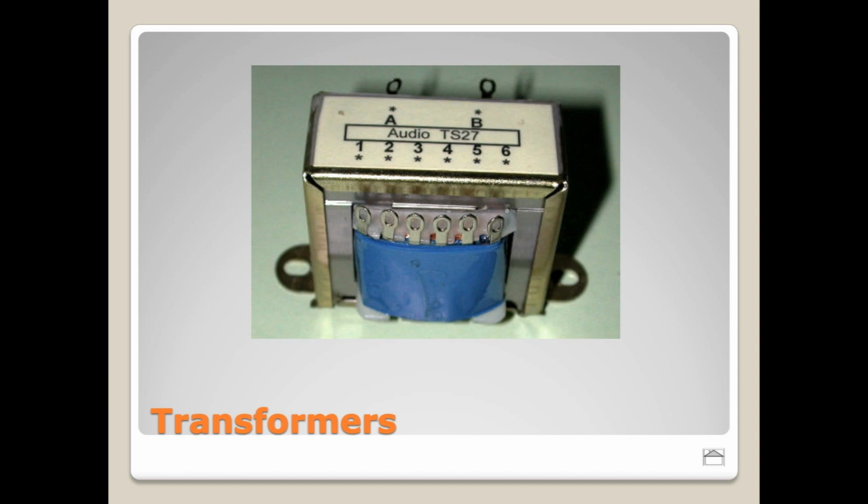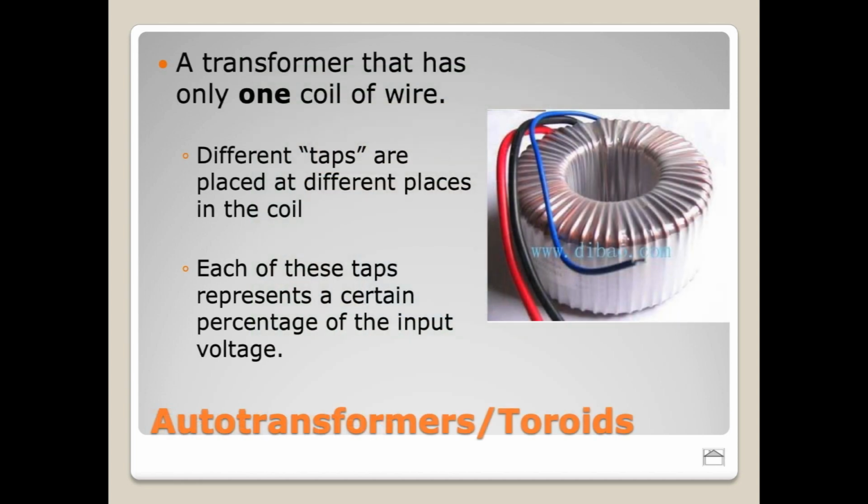Now, there is another type of transformer, and that is the autotransformer, or sometimes called a toroid. The reason it's called a toroid is because that's actually the proper geometric name for this type of donut that you see over here on the right. This is a kind of a donut core.